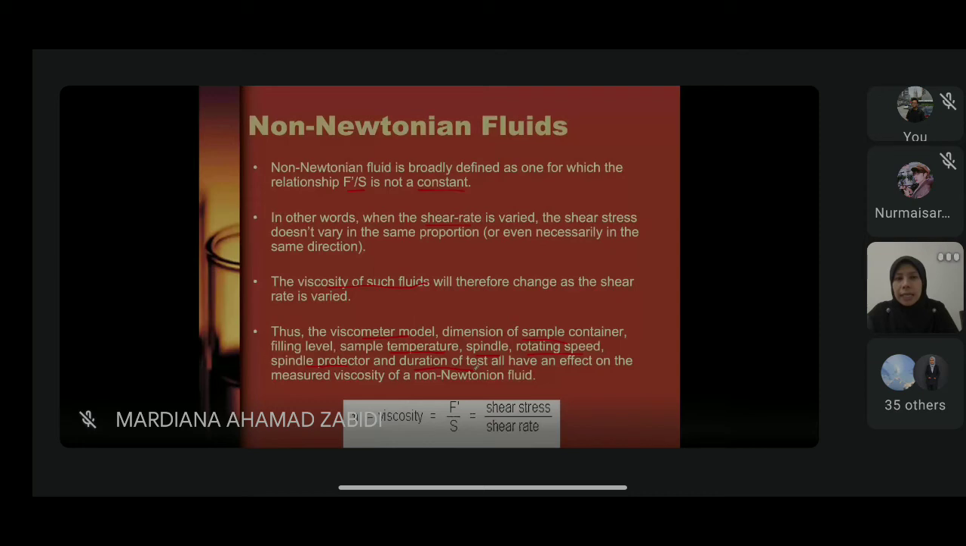Okay, katakanlah kamu buat viscosity measurement in air conditioned room. Baguslah dalam air conditioned room whereby you can maintain the temperature. But if let's say the room is too cold, then it will affect towards the temperature of your product. If it is too hot, then it will affect towards the temperature of that particular fluid. Okay, so these are the factors that are having an effect when we are measuring non-Newtonian fluid.